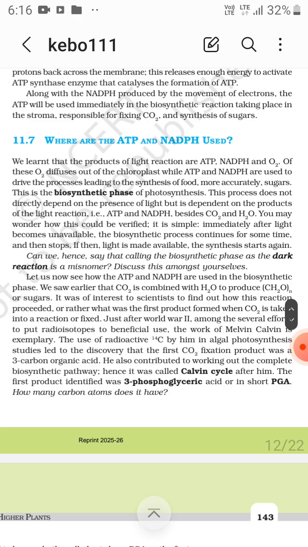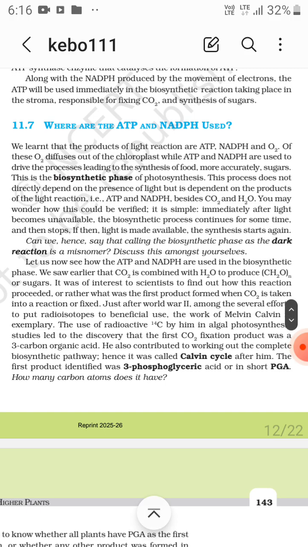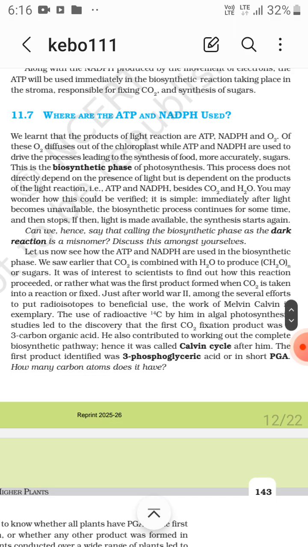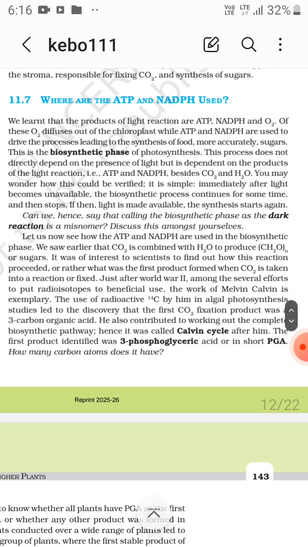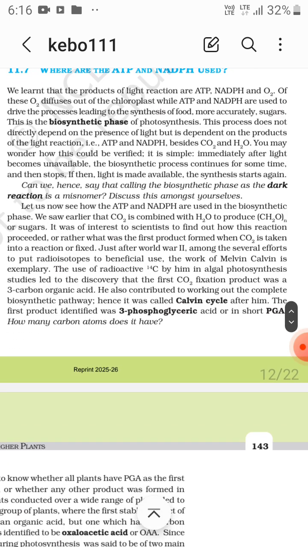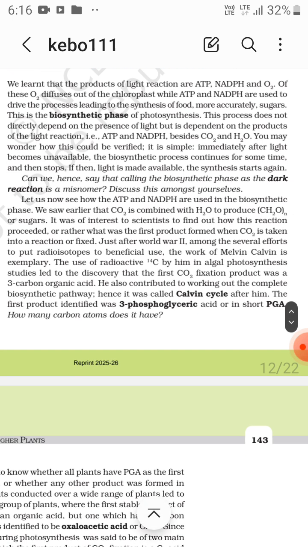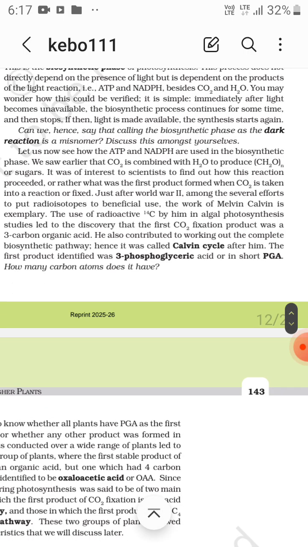So ATP and NADPH are used in the biosynthetic phase, right? CO2 is combined with H2O to produce sugars. The first product formed when CO2 is taken into a reaction, or fixed, was discovered after World War II, with radioisotopes put to beneficial use. Melvin Calvin used radioactive C14 in algal photosynthesis studies, which led to the discovery that the first CO2 fixation product was a 3-carbon organic acid. This is called the Calvin cycle.